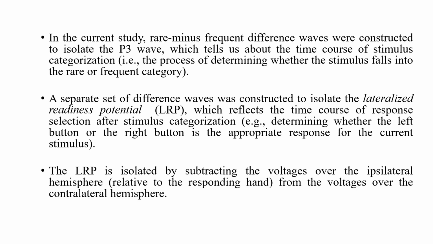Another set of difference waves was constructed to isolate the lateralized readiness potential. So this is another component that we are looking for here, which reflects the time course of response selection after the stimulus has been categorized, after you have decided that this is a letter or this is a digit. Now this LRP is isolated by subtracting the voltages over the ipsilateral hemisphere, on the same side as the hand, from the voltages over the contralateral hemisphere, the other side.